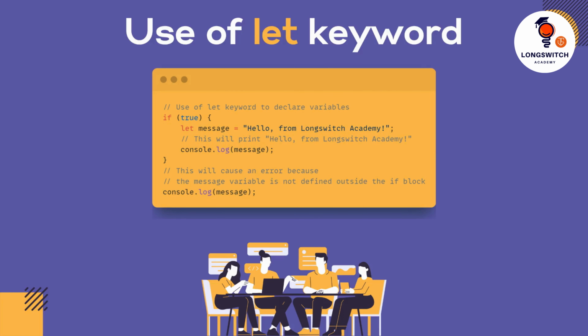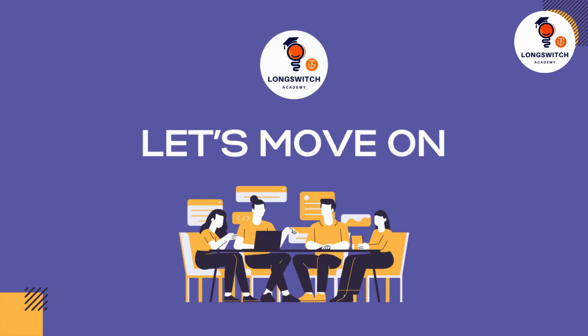This example illustrates the block-level scoping of let. The variable message only exists within the block it was declared in, preventing any access to it from outside the block. This helps to avoid accidental variable reassignments and keeps your code more predictable and manageable. This is all about use of let keyword in declaring variables in JavaScript. Now let's move on to the use of const keyword in JavaScript.